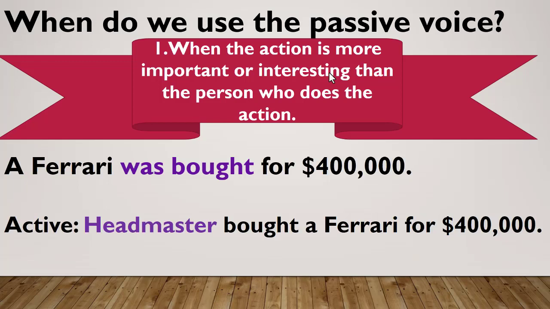Active: headmaster bought a Ferrari for $400,000. Headmaster. It's important in an active sentence who does the action. But in passive, it's not important.